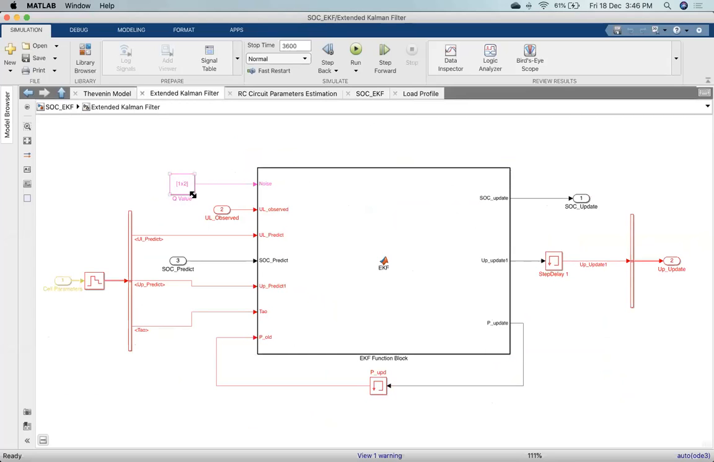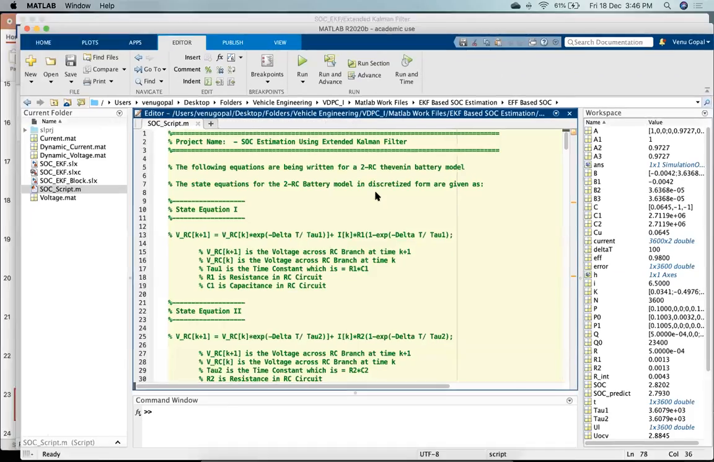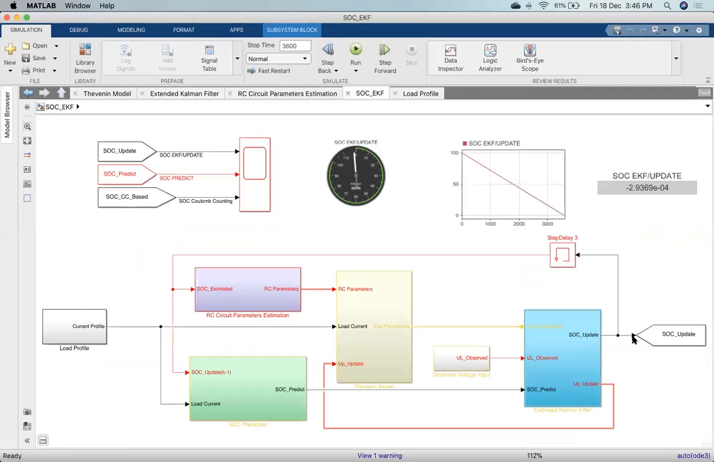Okay, Q and P values, which are nothing but the noise values. UL observed is the tested data, and these are predicted data. SOC predict, UL predict, time constant, everything we have to give as inputs. And in this MATLAB function, I have written the code for estimating all those things. Okay, so now we are getting SOC update as the output.